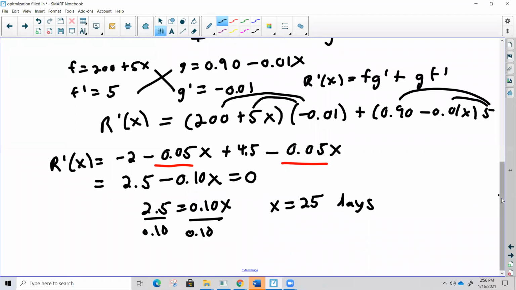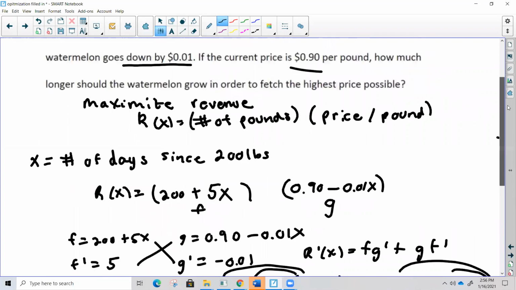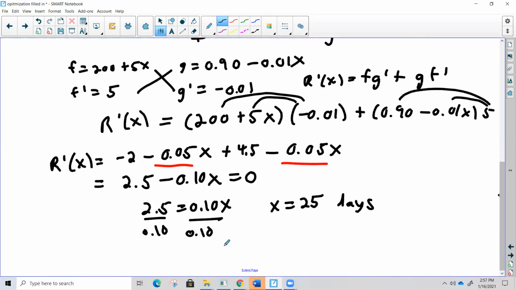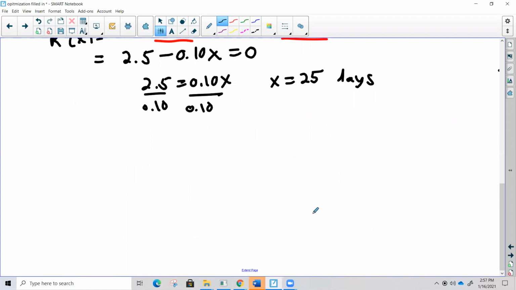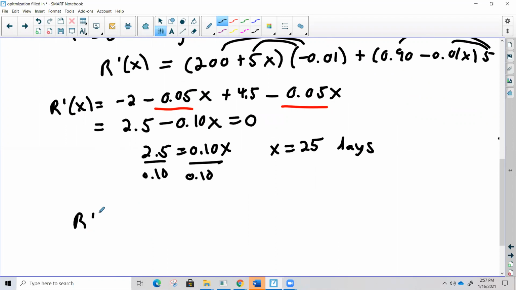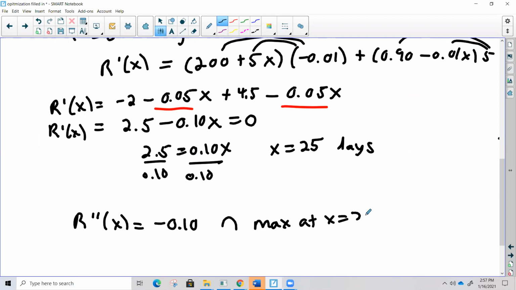And let's just make sure, what is everything they ask us for? How much longer should the watermelon grow? So we answered that. The only thing we didn't do is verify that it's a max. So we need to make sure that it's a max. To do that, I'm going to take the second derivative. So this is my first derivative here. My second derivative would be negative 0.10. So it's concave down, and I have a max at the critical point of x equals 25.